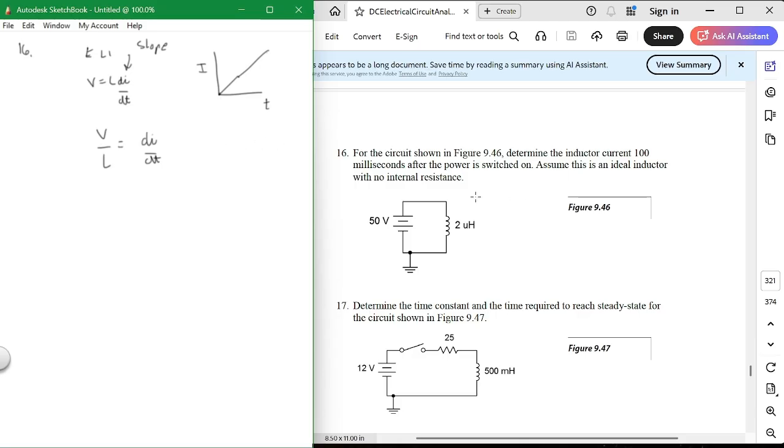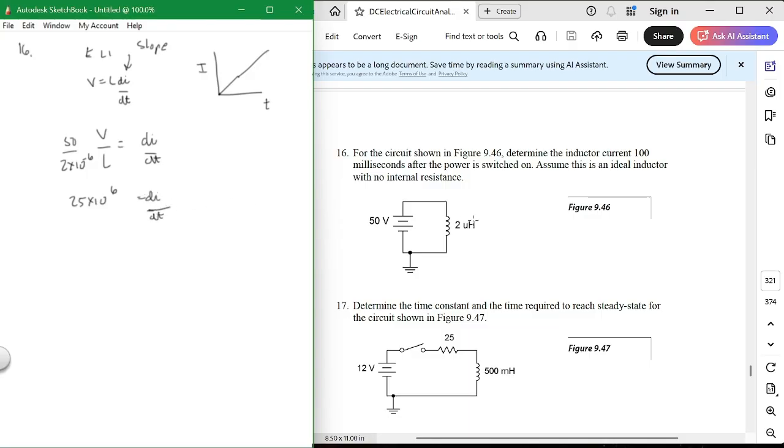This is the inductor current. The dI over dt is this term right here. So slope, voltage: you've got 50 volts. And what is L? 2 times 10 to the minus 6th. So now what is the slope? It's 25 times 10 to the 6th. So this slope here, 25 times 10 to the 6th, is equal to dI over dt. This is a quick one.